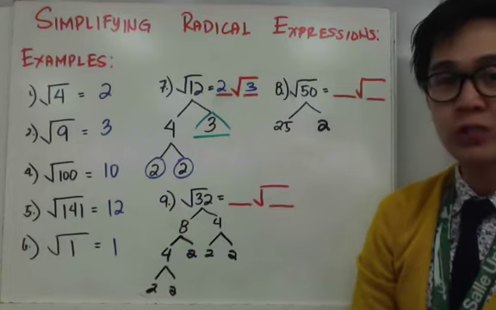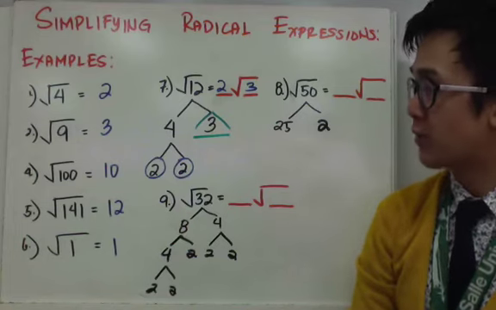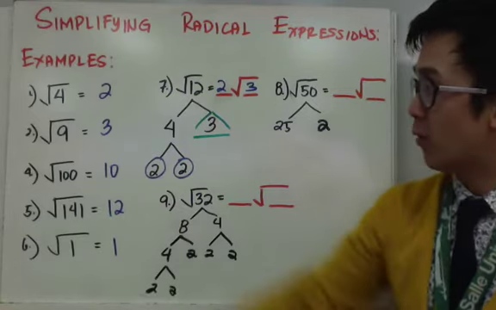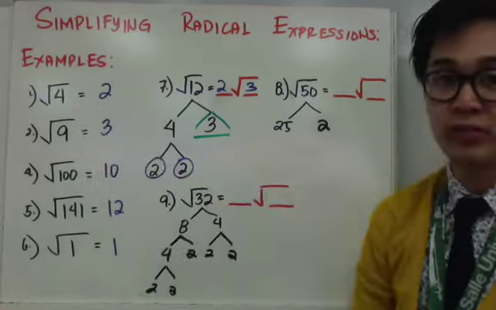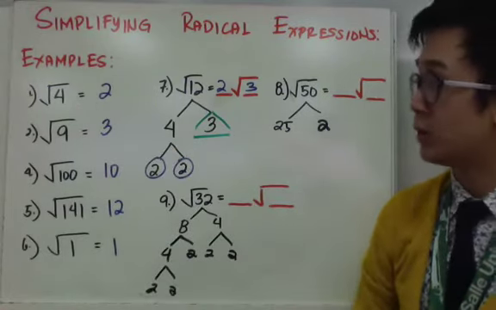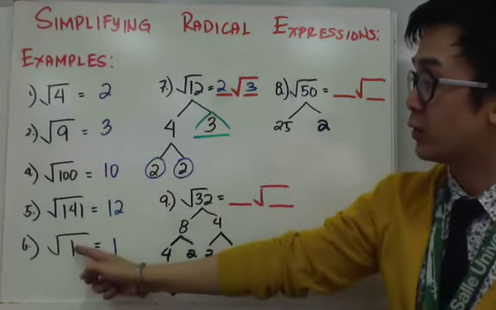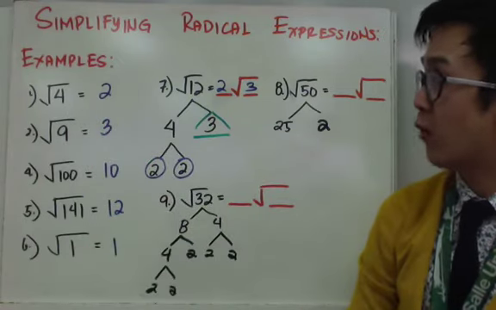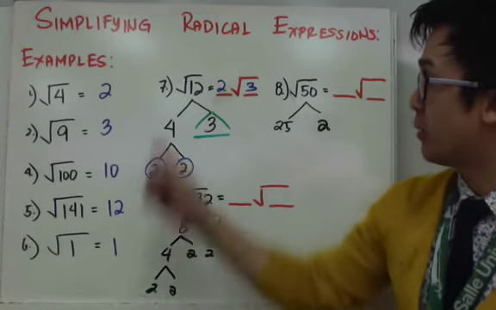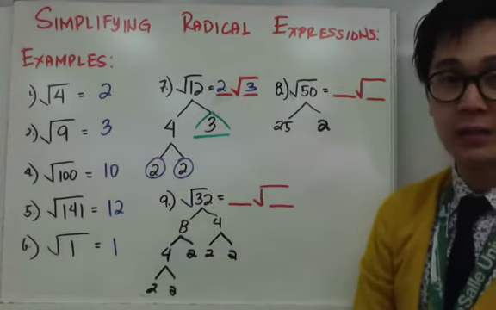Now, we know that the square root of 4 is 2, the square root of 9 is 3, the square root of 100 is 10, and the square root of 1 is 1. All these examples are perfect squares because we get an integer, or a whole number, when we simplify them using a square root. However, sometimes it's not always the case, like for number 7, number 8, and number 9.